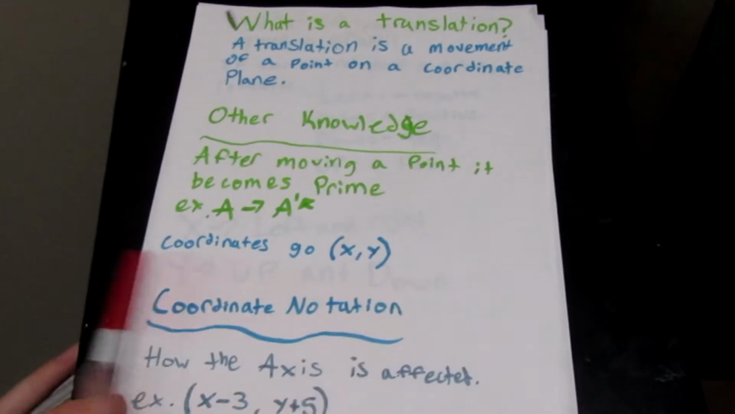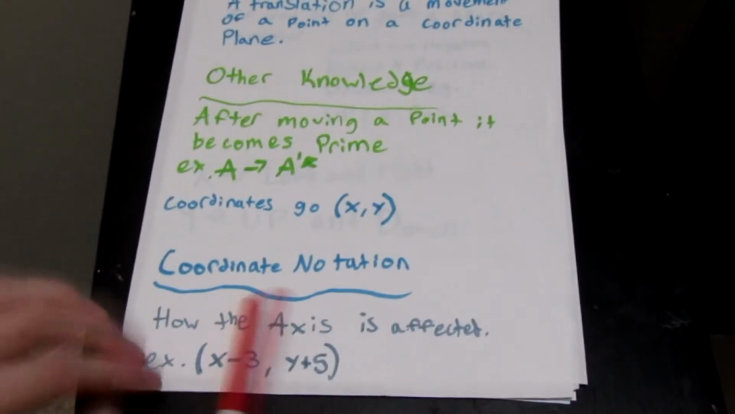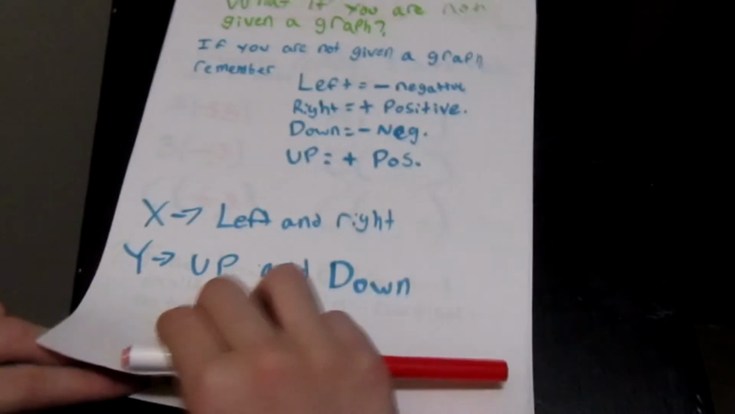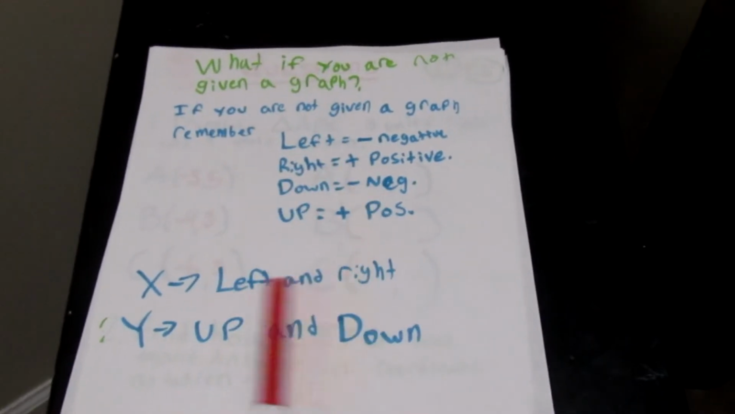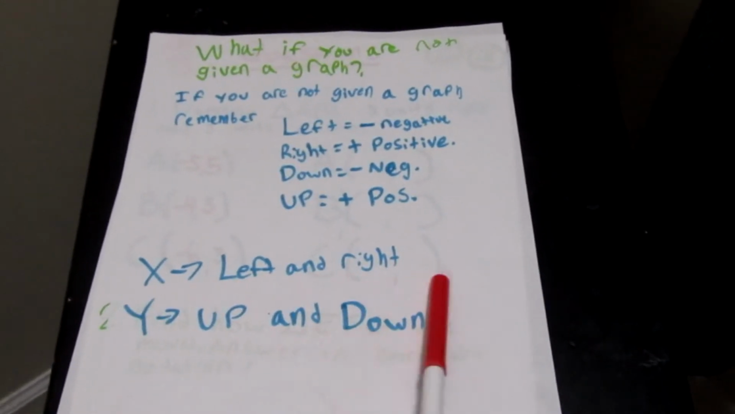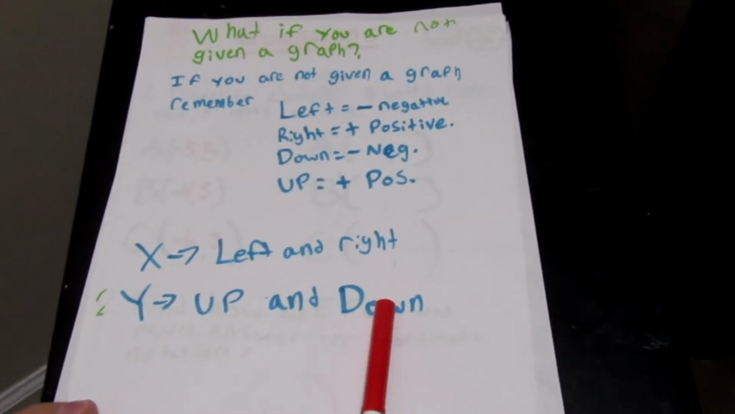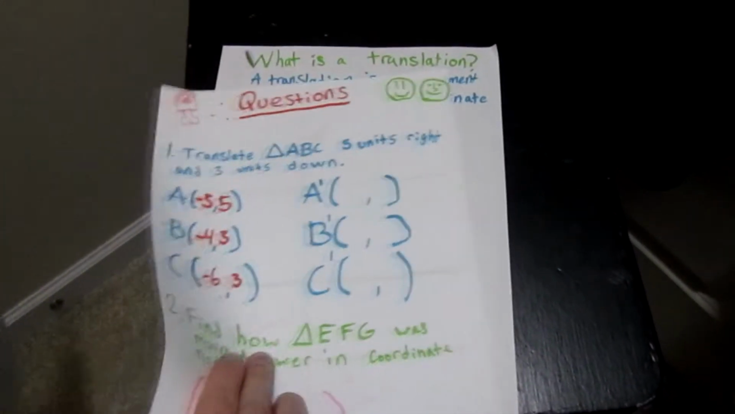And just another thing to remember is that coordinates go X and Y. We'll get to coordinate notation later when we get to a problem that addresses that. For the rest of the rules, this will also be addressed later in a different problem, but just remember that the x-axis goes left and right, and the y-axis goes up and down. So now that we went over the rules, we're going to move on to the questions.